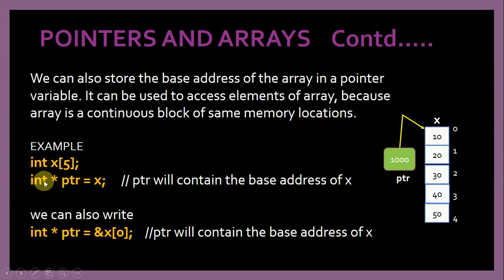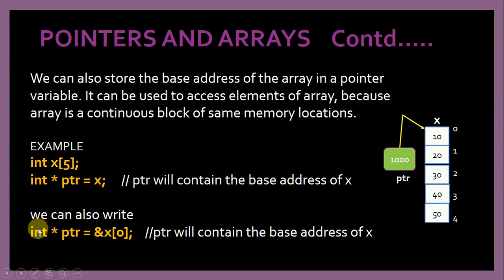So I can directly write int *ptr = x. Why is it possible? Because x is also a pointer which contains the base address of the array. Suppose my array starts at 1000, a dummy address. So my ptr will also contain this address. There is no need to give an ampersand because x is also a pointer, so the base address of x will be stored in ptr.